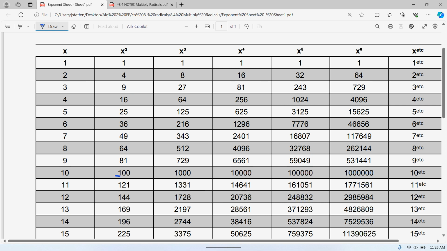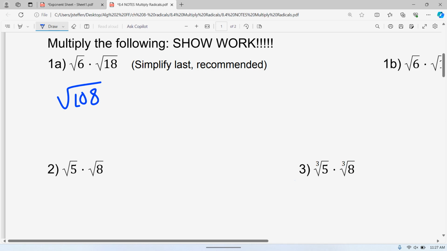But 108, we're trying to find a factor on our list of 108. So you divide 108 by 100, which is a decimal. 108 divided by 81, divided by 64, gives you a decimal. 108 divided by 49 is a decimal. 108 divided by 36 is 3, which gives you a 1. So it splits into 36 times 3. And the reason we do that is because the square root of 36 is 6.